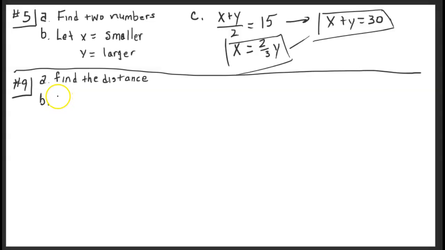So what do we know? Well, we could say let d sub w equal distance walk, d sub b equals distance bus.